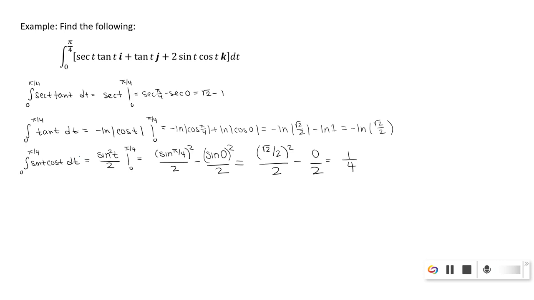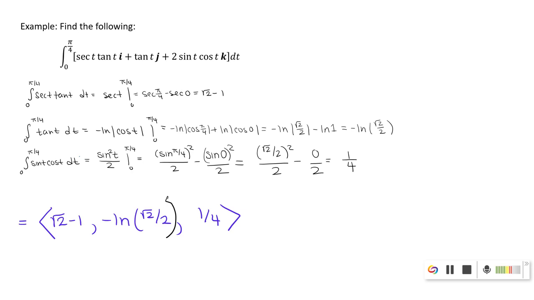So finally, these 3 values that I've gotten when I found those definite integrals give me the components of my answer. And so my final answer is the vector root 2 minus 1, negative natural log of root 2 over 2, and 1/4.